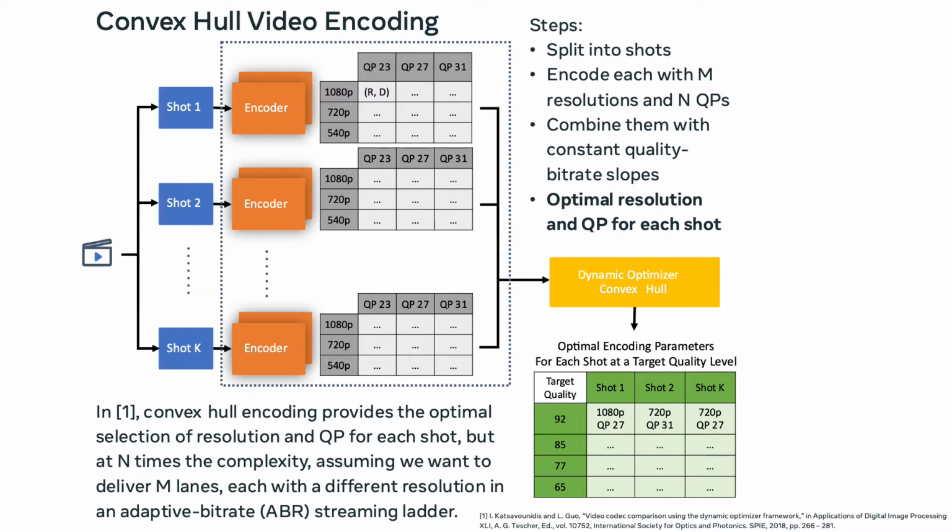Convex hull video encoding takes a video and splits it into shots. Encode each shot with m resolutions and n QPs. We then combine it through a dynamic optimizer by matching the constant quality bitrate slope to obtain the optimal resolution and QP for each shot. In this green table here, you can see a target quality of 92. Shot 1 might use 1080p, but shot K might use 720p. This is optimal, but this is n times the complexity compared to the conventional encoding scheme.